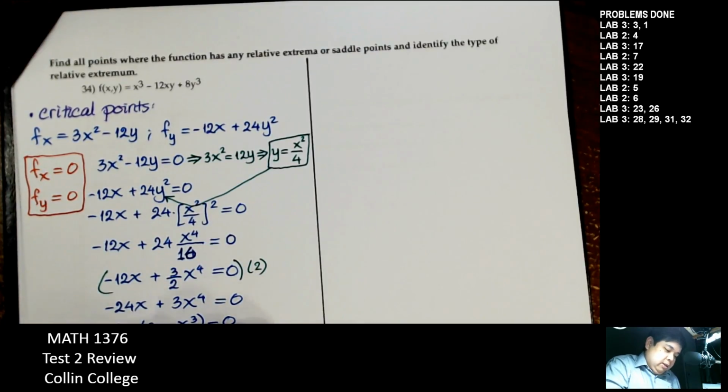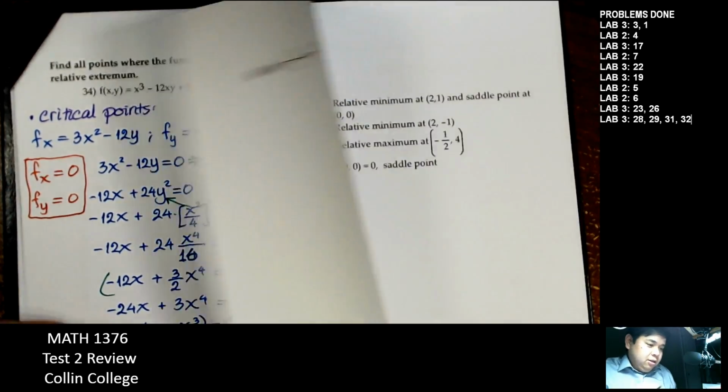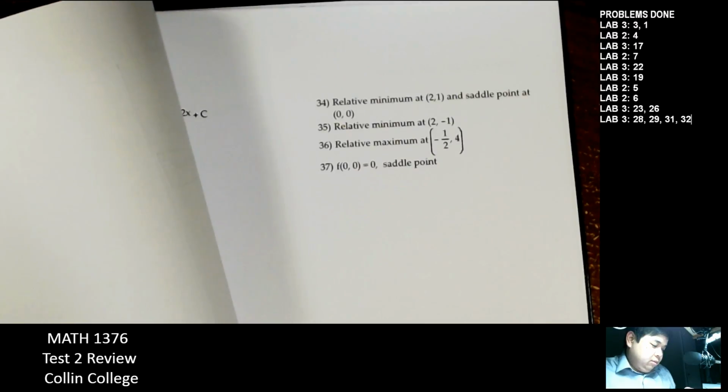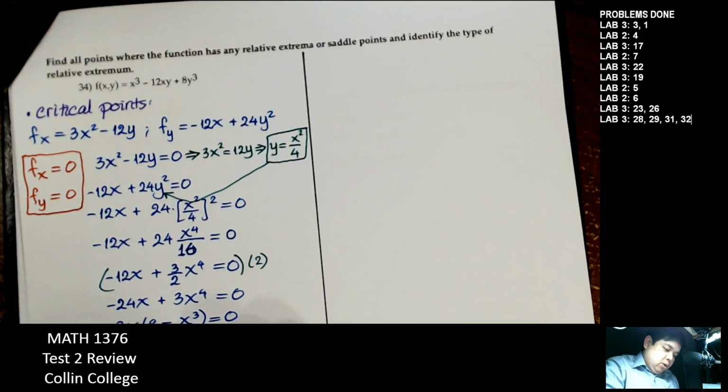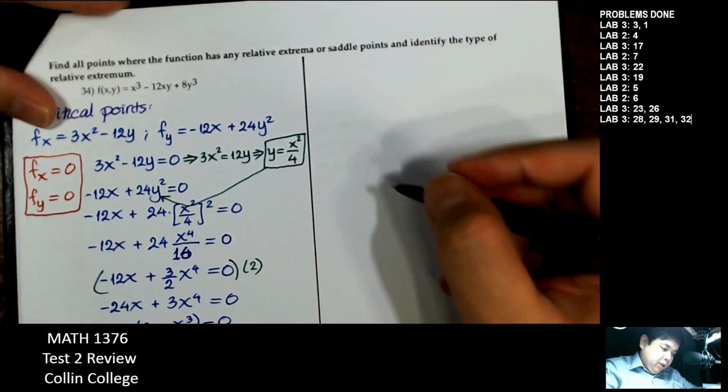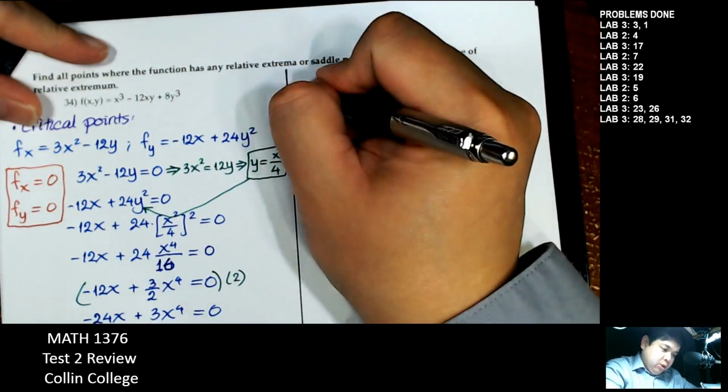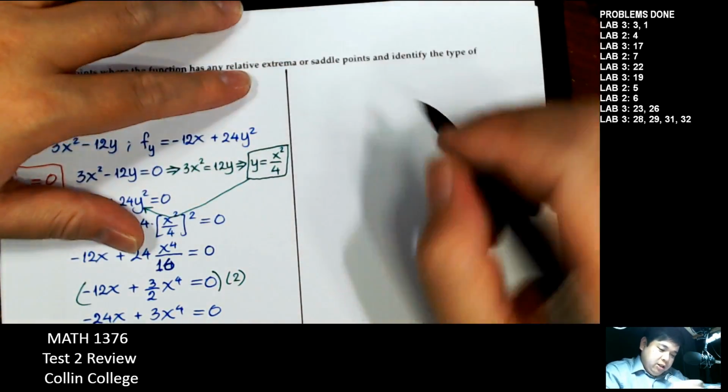So we have that. Negative 3x is 0, and minus x cubed is 0. This gives us x equal to 0, and that gives us x cubed is 8, which means x is 2, where we take the cube root on both sides. Right. So now we substitute back for this one.